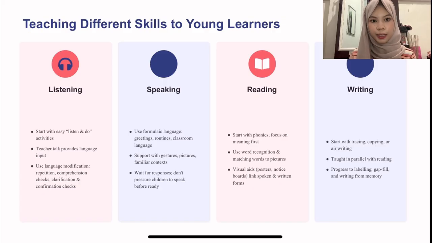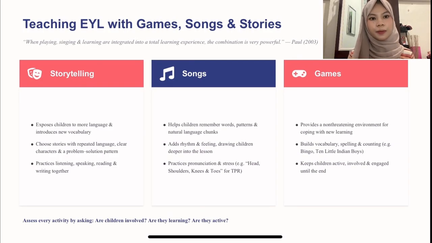And for reading, we start with phonics but always focus on meaning first, using word recognition and visual aids to link spoken and written forms. And for writing, we begin with tracing, copying, or writing, in parallel with reading, progressing to labeling and writing from memory. Okay, now one of my favorite parts, teaching English using games, songs, and stories.